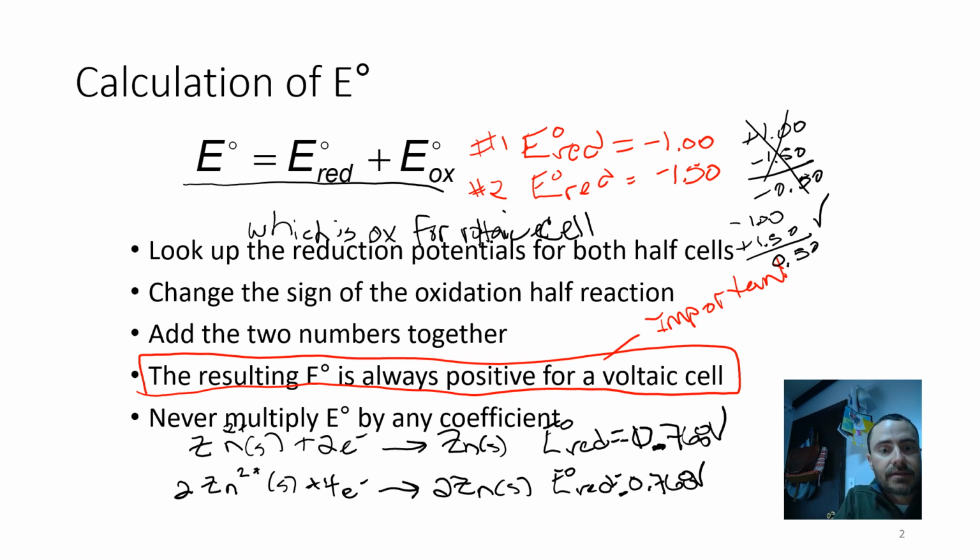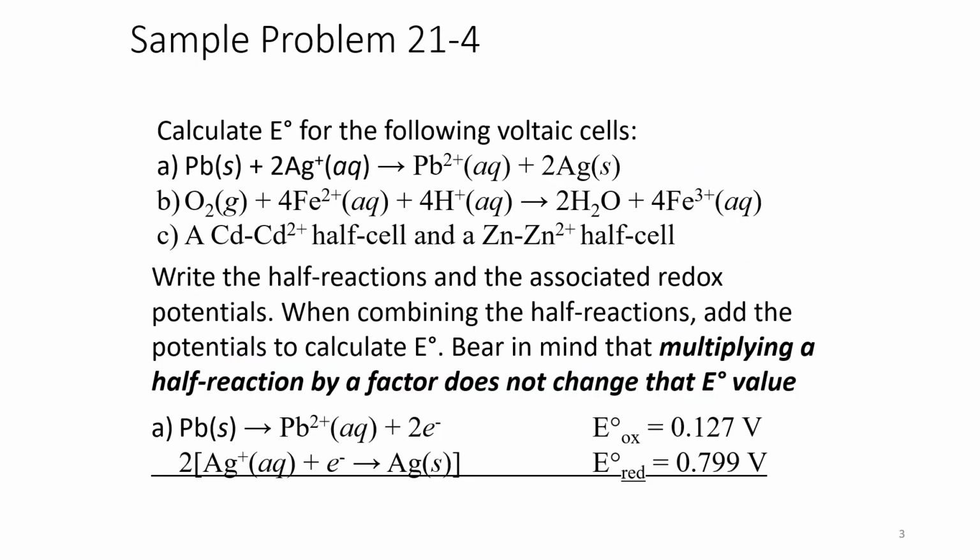So let's do some sample problems working through calculating our standard voltage. Working on sample problem 21-4, it asks us to calculate the standard voltage for the following voltaic cells. All right, so that means that they are going to have a positive overall voltage, so we can double check our math at the end. And so A has solid lead reacting with 2 silver cations going to form lead 2 plus and 2 silvers. So I can look up both of these in a standard reduction potential table.